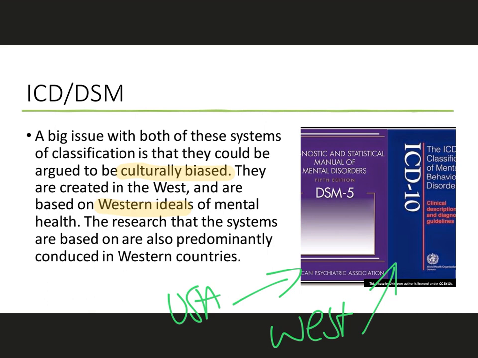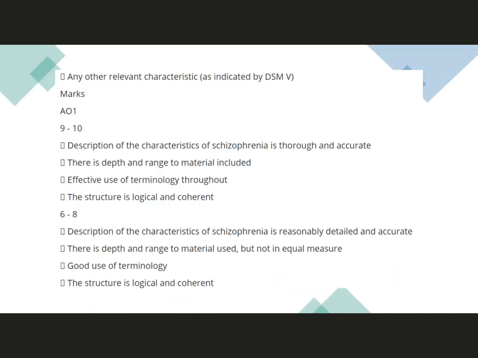So we're going to look at a mark scheme now so that you know what to pay attention to. Although it says, as indicated by the DSM-5, you do not need to really specify that you are talking about the DSM-5 within your answers. This is just indicating that we are going with the characteristics as identified in the DSM-5, but all your handouts and resources will be related to this. So use the materials that you've been given and you will cover all the things that you need.